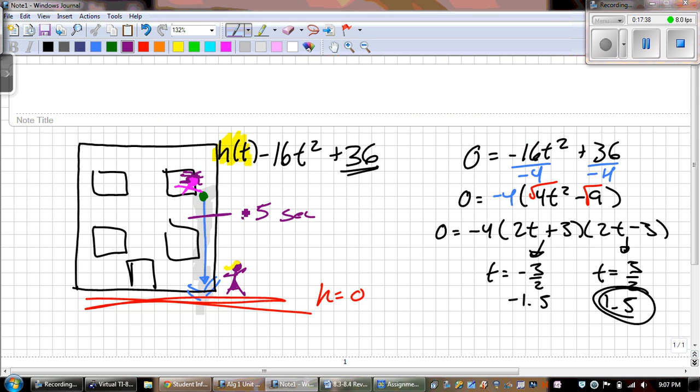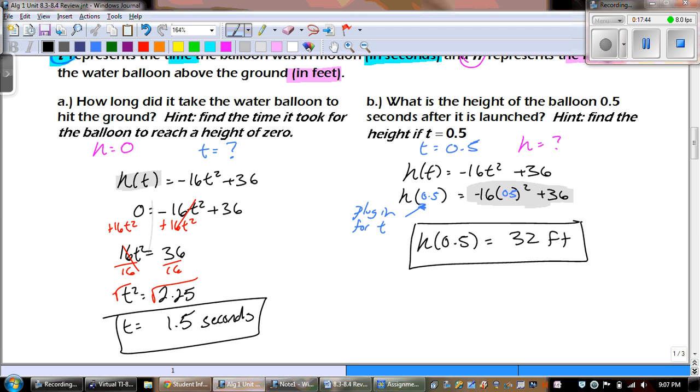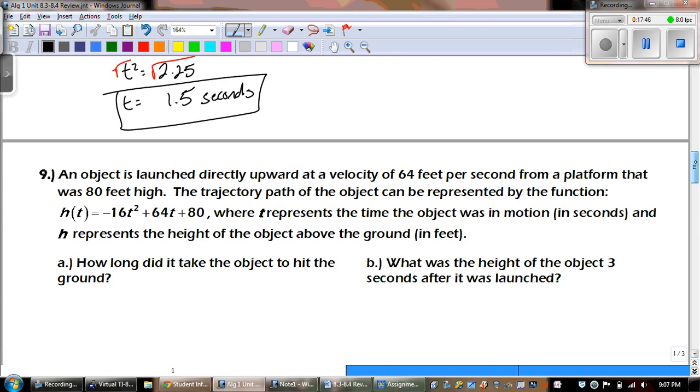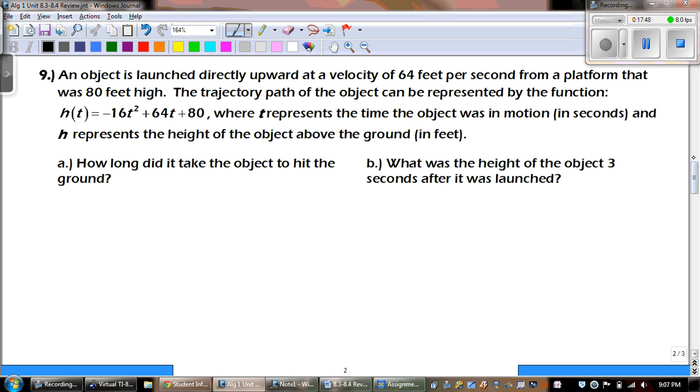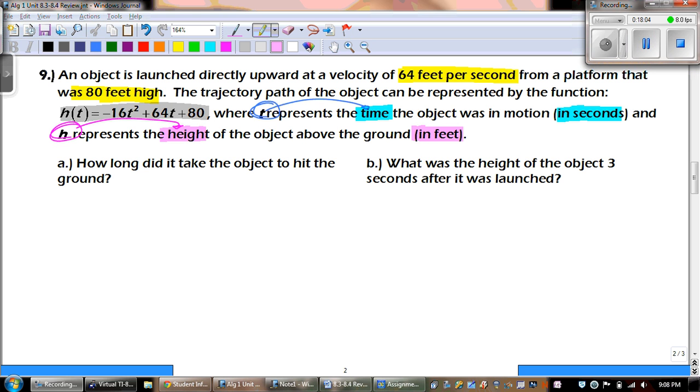So after the 0.5 seconds, we're at 32 feet. So it's still got a long ways to go. Okay, let's go ahead and flip it over. Once again, I want you guys to read this to yourself and kind of highlight any key information. Pause the video. Okay, so there we go.